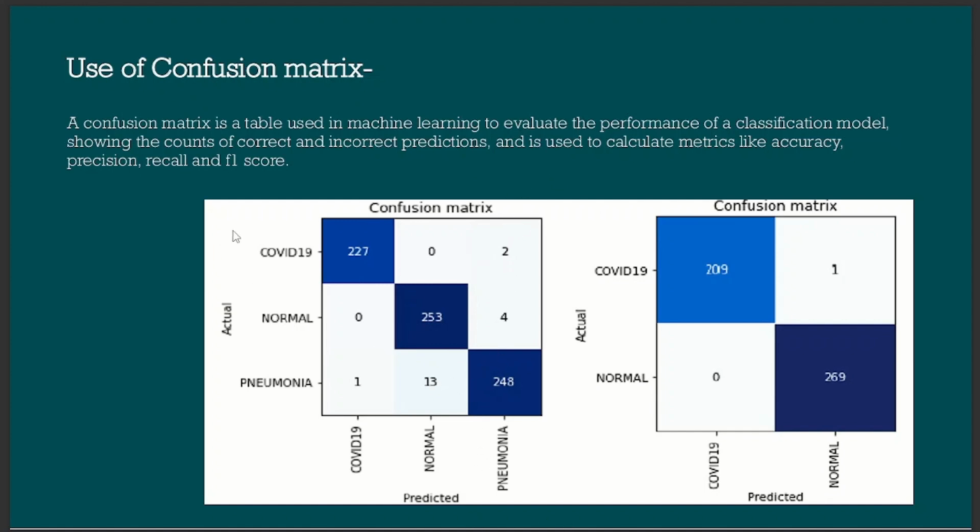So that's it. A confusion matrix is a table used in machine learning to evaluate the performance of a classification model. It shows you the count of the correct and incorrect predictions of each and every class, and it is useful to calculate further metrics like precision, recall, and F1 score. That's it for this video. I hope you understood the confusion matrix well, and I covered the very basics and beginner knowledge of this concept today.